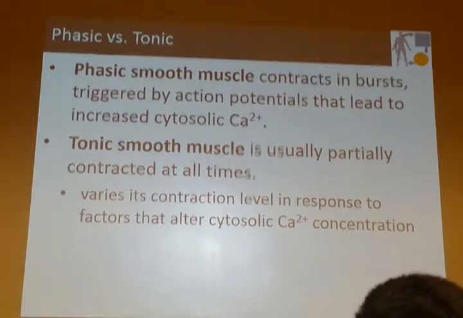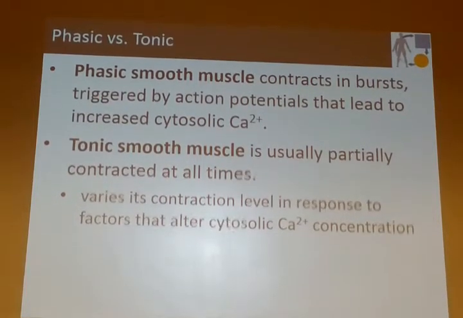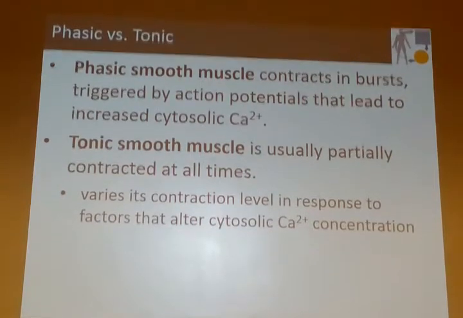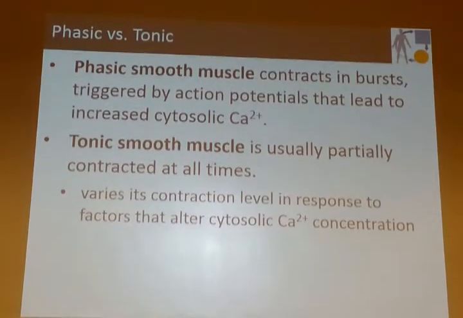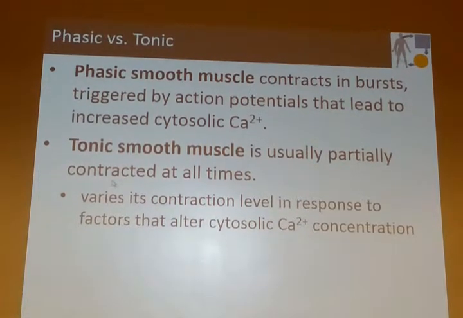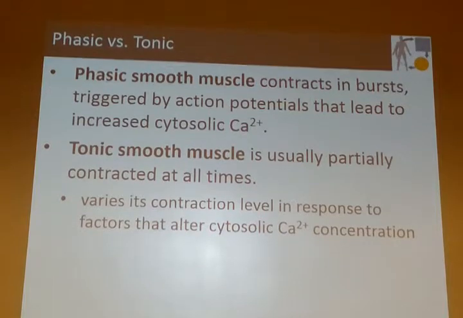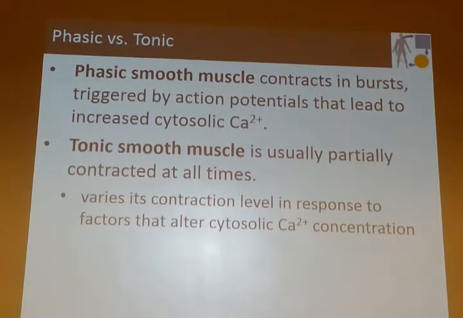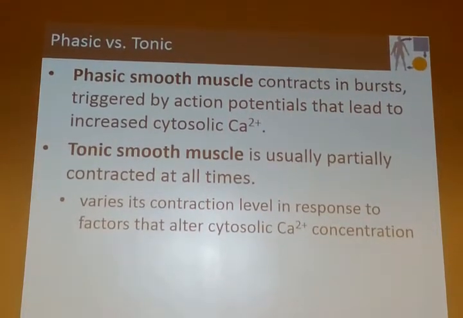Not only does it contract from all angles and apply force from all angles, but it can maintain that contraction for a long period of time, if you choose to have that tonic smooth muscle type of cell. If you want it to contract and relax, then you have a phasic smooth muscle cell.